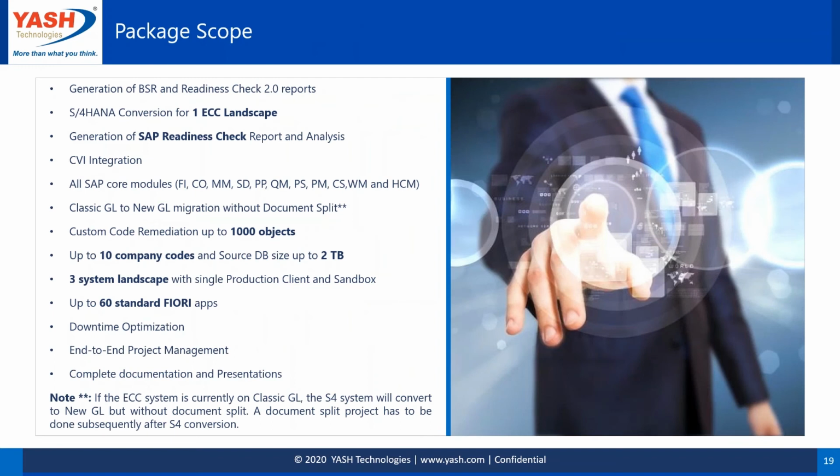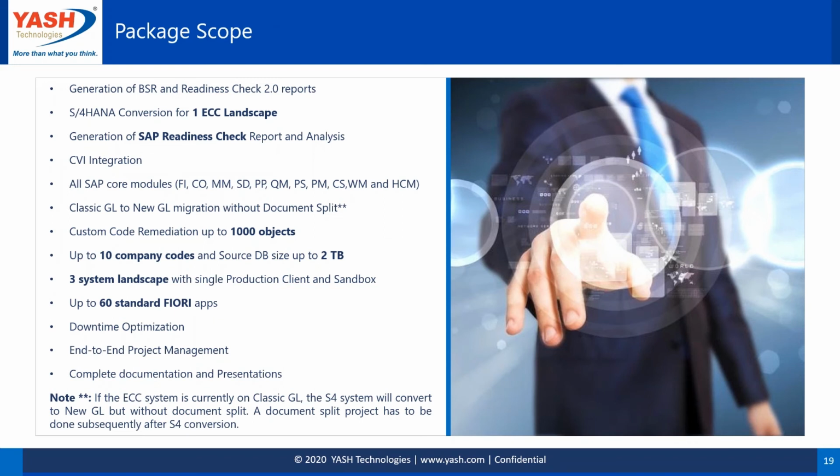So then the package scope, very interesting, is that, of course, we'll help you do the BSR and readiness check reports. Even these, if you approach us, we can work out and help you get there done. And it's for one ECC landscape. If you have multiple ECC landscapes, then again, each one would be one package. So if you have one ECC landscape with a dev, quality, production, and of course, additionally sandbox, is what we would definitely anyway do. Or of course, CVA integration would be done for your business partner conversion. Even if you have any number of these modules, they're still covered.